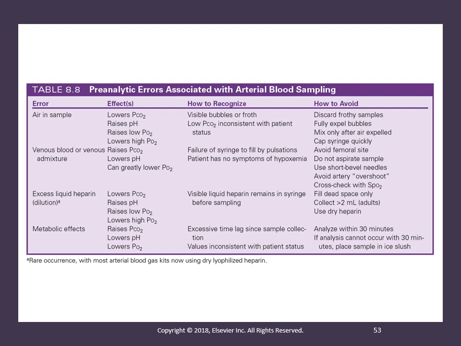Blood samples obtained by invasive sampling are analyzed either at the bedside using a point-of-care device or in a central laboratory using a benchtop analyzer. In either case, it's essential that the sample provided for analysis be free of pre-analytic errors. There should be no air in the sample. The sample should be an arterial sample, not a venous sample. Dry heparin should be used, and it should be analyzed immediately or iced.